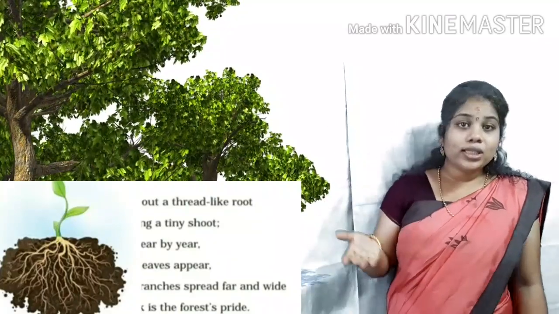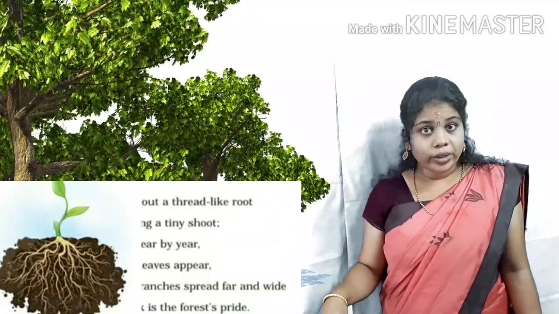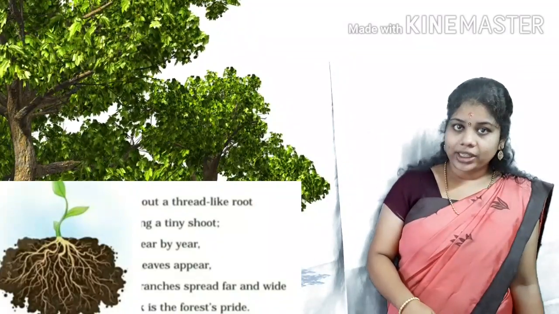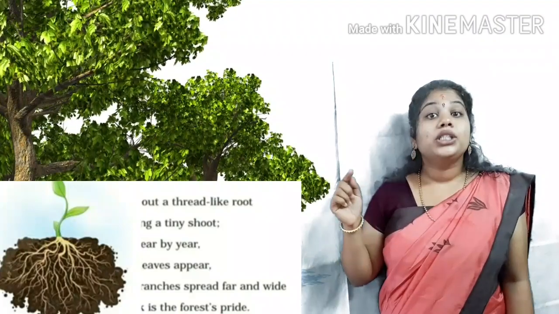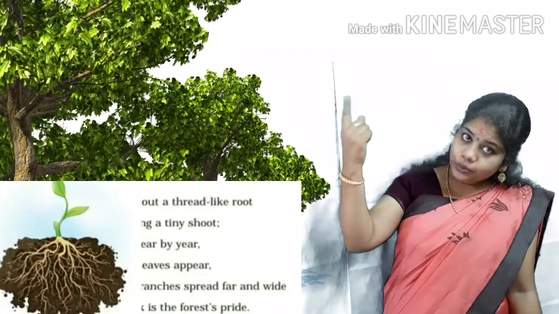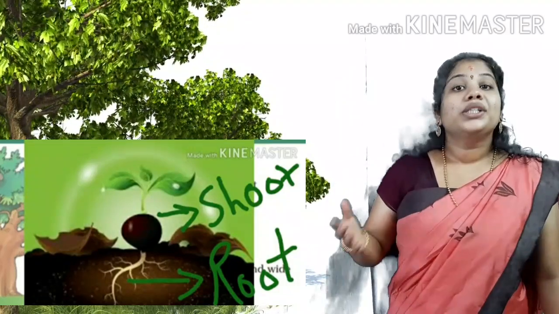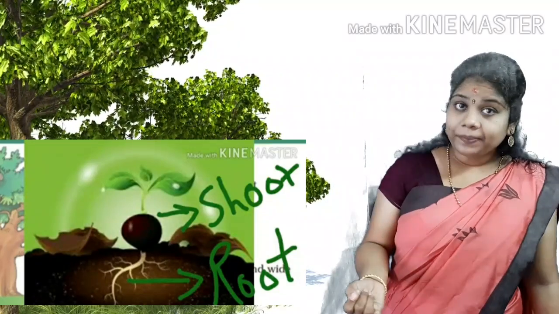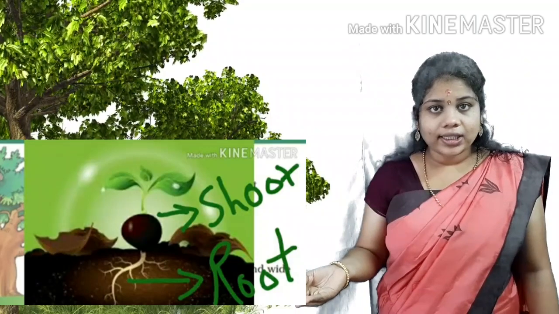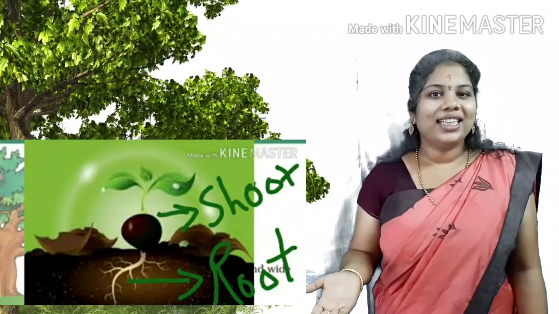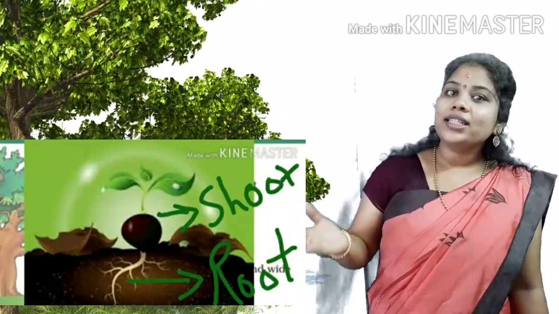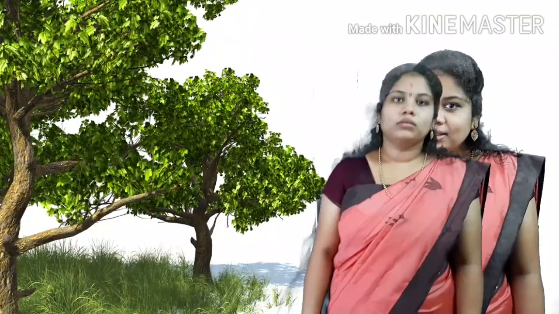Now, the roots grow under the soil in the downward direction. Similarly, the shoot grows in the upward direction above the ground. Shoot includes stem, leaves, flowering stems, etc. Children, you must have learned all these in your EVS class, isn't it?